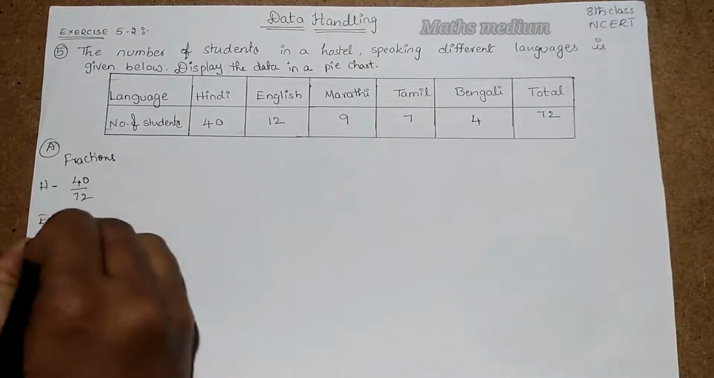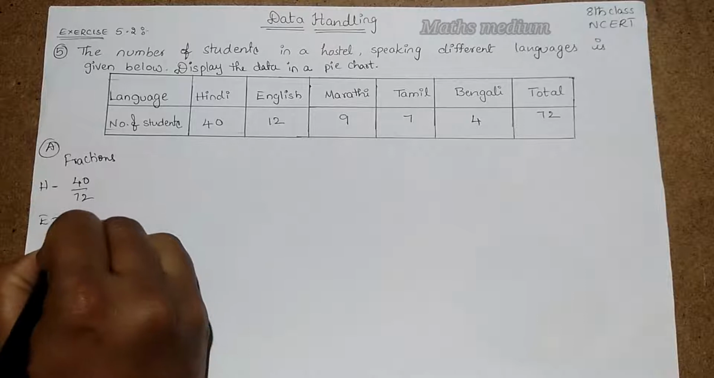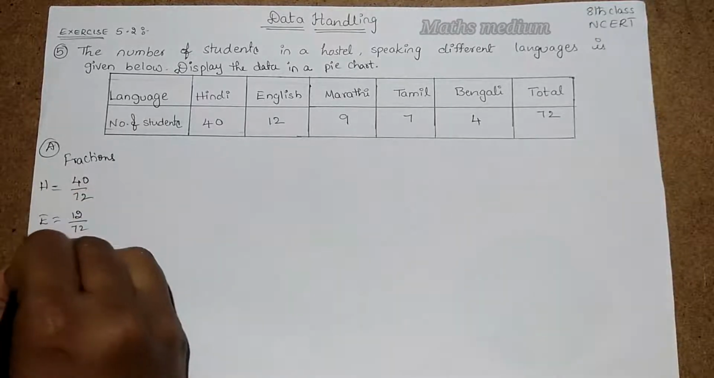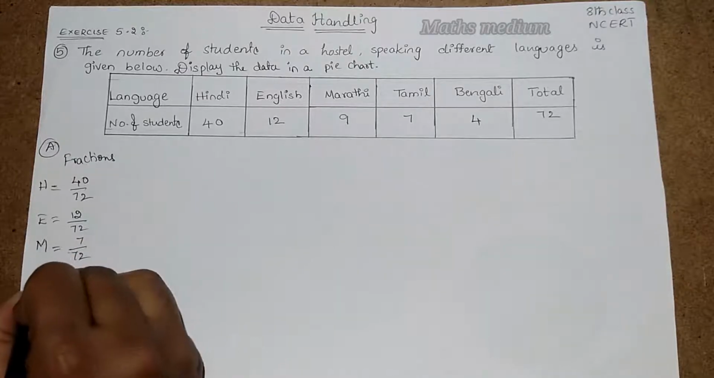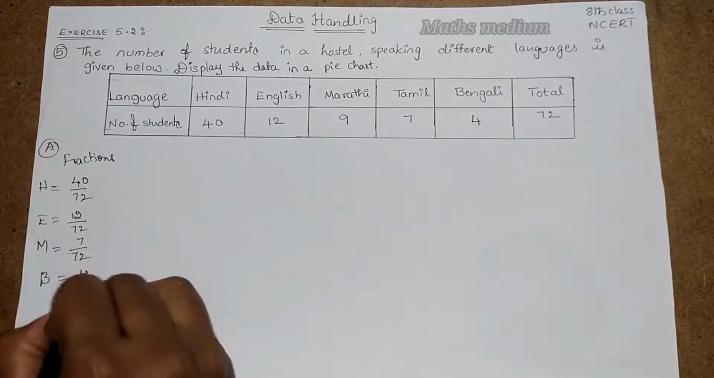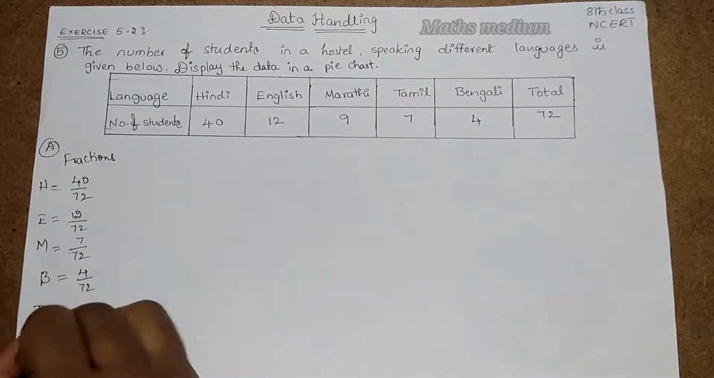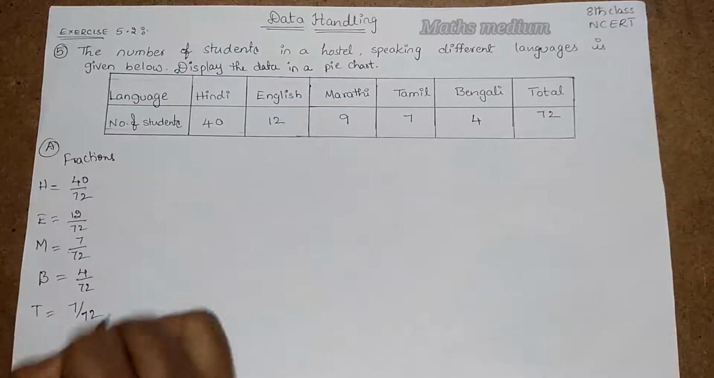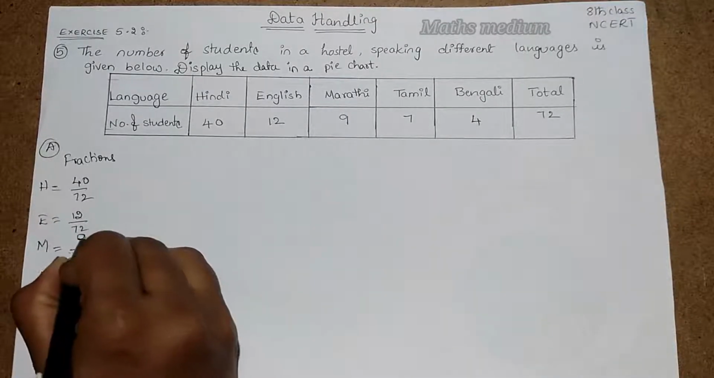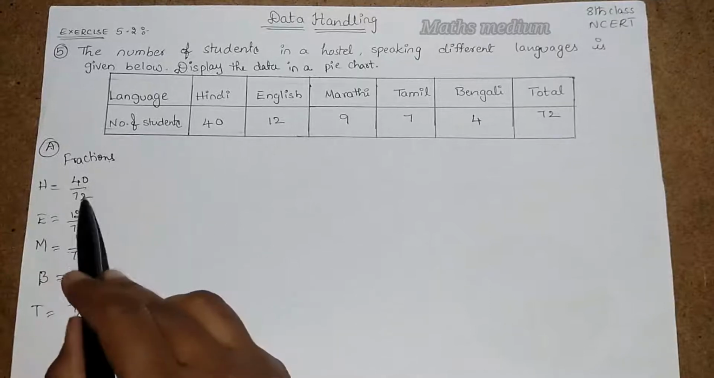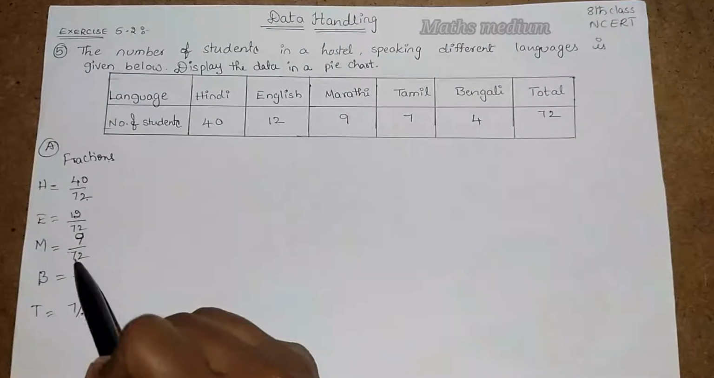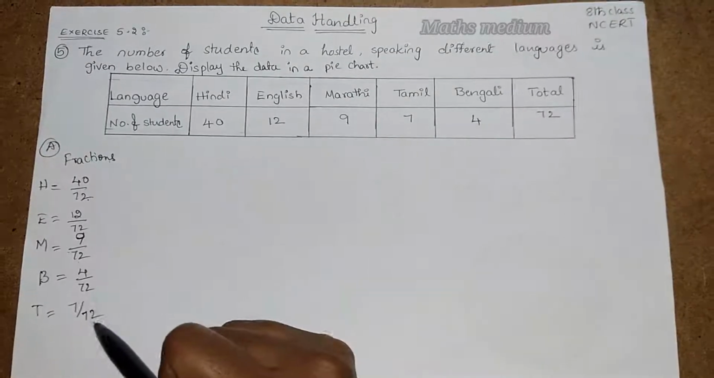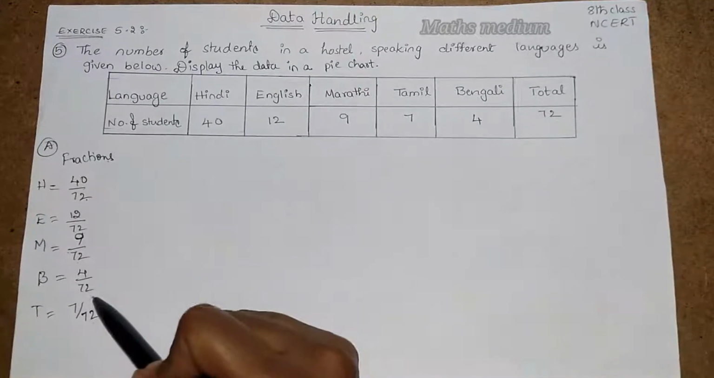Similarly, English, 12 by 72. Marathi, 9 by 72. Bengali 4 by 72. Tamil 7 by 72. Sorry, Marathi is 9. Here, the fractions: Hindi 40 by 72, English 12 by 72, Marathi 9 by 72, Tamil 7 by 72, Bengali 4 by 72.